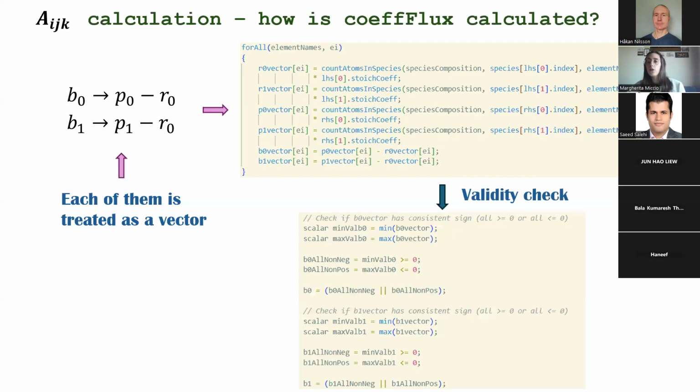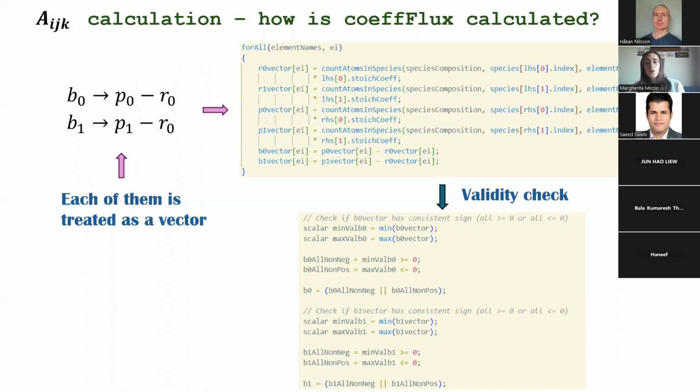And here comes the validity check, because as we said in the previous slide, we need to check if the group transfer is valid or not. So if B0 and B1 have all the same sign or not. So for example, let's consider only for now the vector B0.